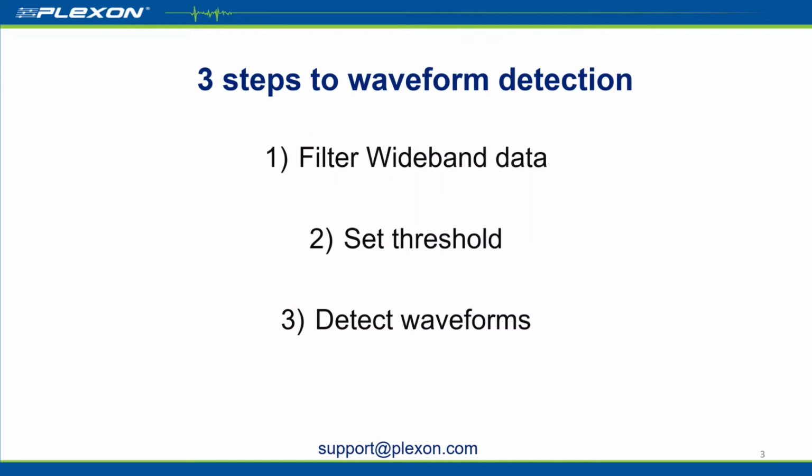The first is filtering the wideband data to remove the slow field potential oscillations. For those of you who collected data on an Omniplex system, the filtered wideband data is called the spike continuous source, which is one of the data streams you can visualize in PlexControl. The second step is to set an amplitude threshold. Wherever the filtered wideband data cross this threshold, a waveform will be defined and extracted. The final step is to then detect the waveforms.